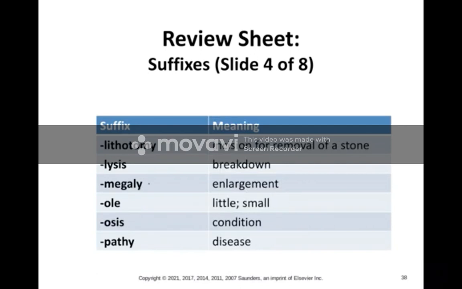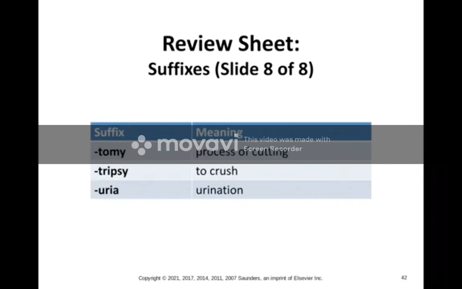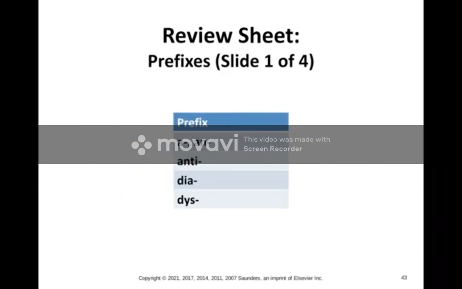Megaly is enlargement. Oli is little or small. Osis is a condition. Pathy is a disease. Plasty is surgical repair. Poietin is a substance that's formed. Ptosis is a droop or sag. Rhea means flow or discharge. Sclerosis is hardening. Stomy means to create a new opening. Don't confuse that with tomy, which is the process of cutting. Trypsy is to crush, and urea is meaning urination.